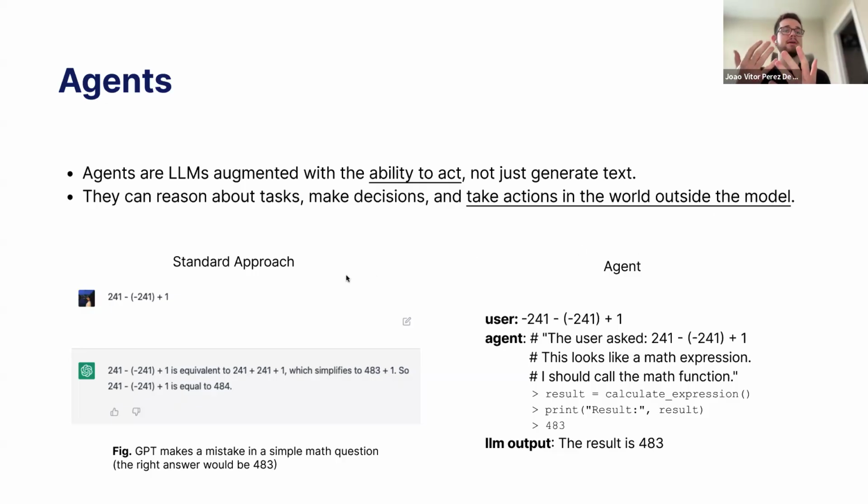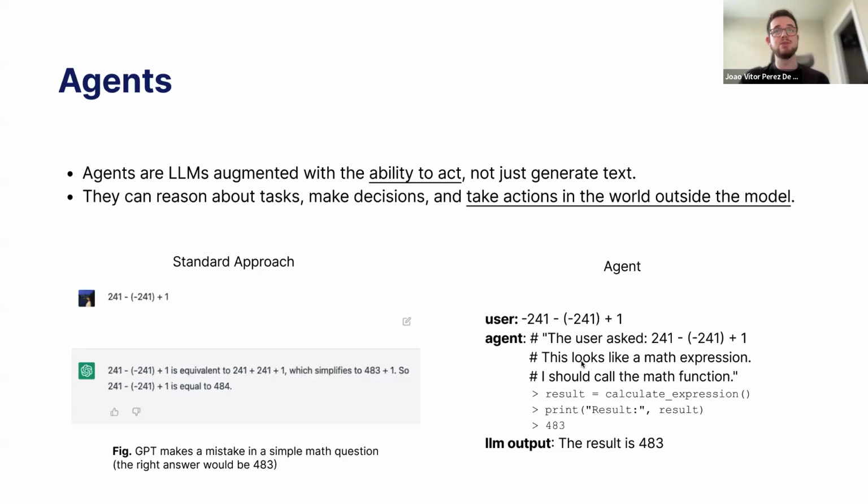One challenging task that was pretty famous a few years ago is that LLMs were pretty bad at simple math. In this example, the user gave a simple equation like 241 minus 141 plus 1. And then the LLM gave an answer of 484. If you count this, it is actually 483, the right answer, but the models had a really hard time processing math. This is a limitation in the process, that the language of math is not really represented in the language of text, so it's really hard for them to learn. Now they are much better.